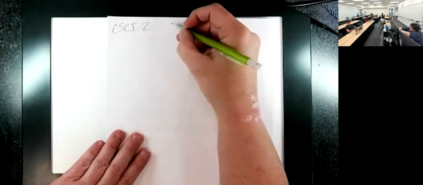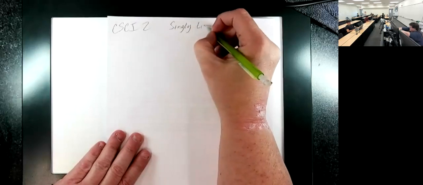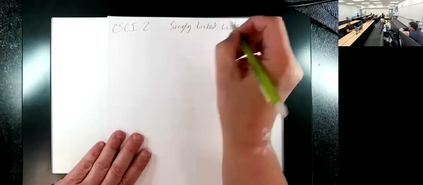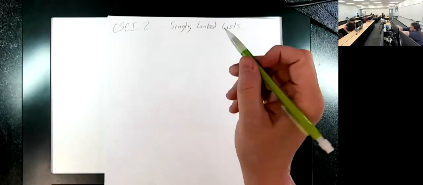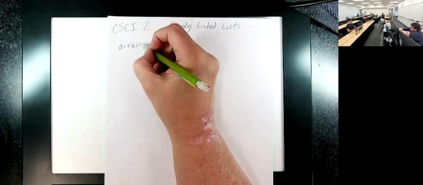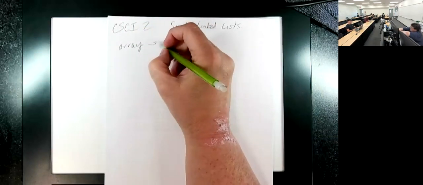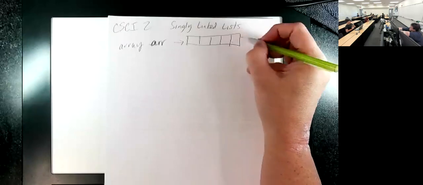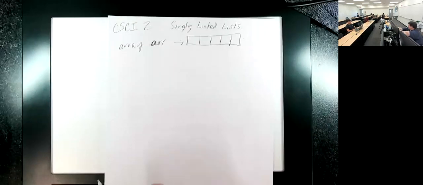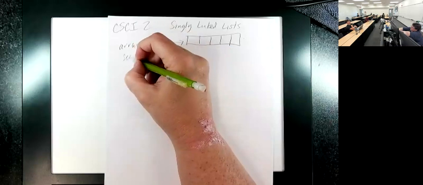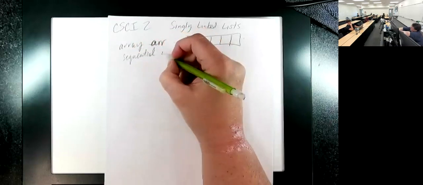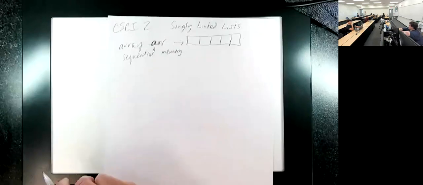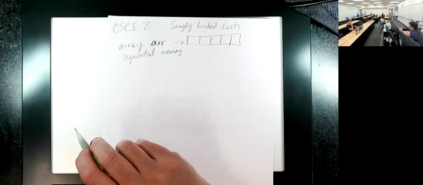CSCI 2. We're doing singly linked lists today, and we're going to start off with the principle of what's going on. Normally when we have an array, we'll call it ARR, and we have to preordain the size of it at compile time. That sucks, so we don't want to do that. It's stuck in sequential memory. There were a lot of things we talked about for why this is bad, so we're going to make our own linked list.